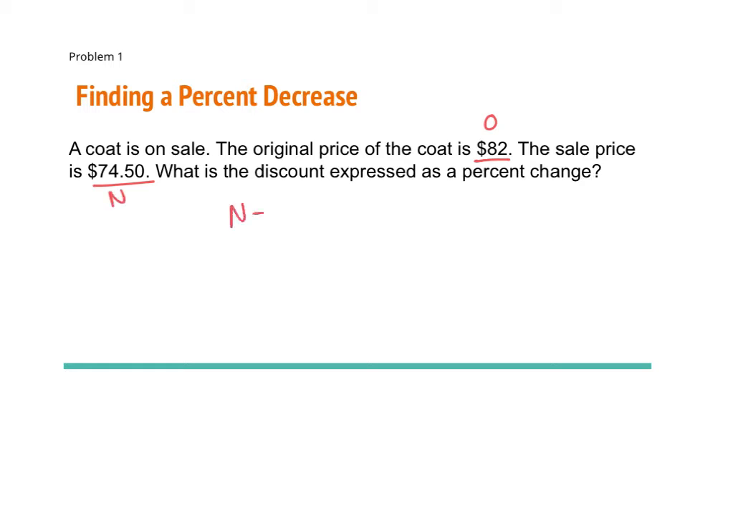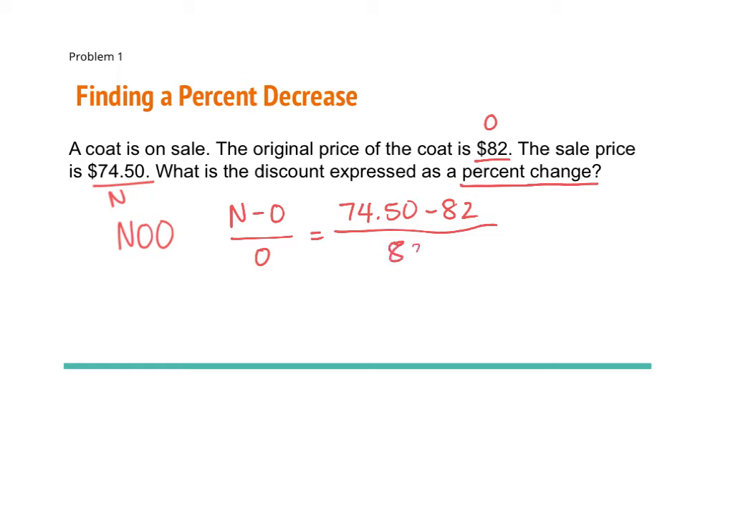And all we're going to use is the N minus O over O. We knew to use that because it asks for percent change. Whenever you see percent change, think of that NO equation. Okay? N minus O over O. New minus old divided by old. This is going to turn into $74.50 minus 82, all divided by 82.